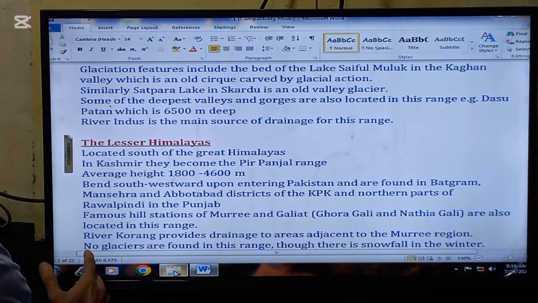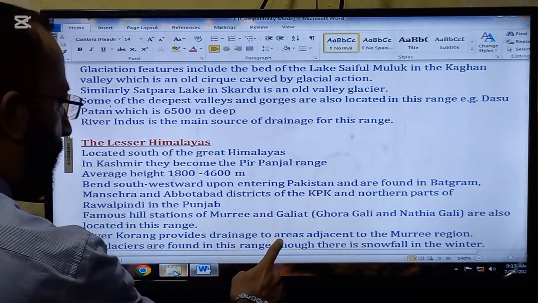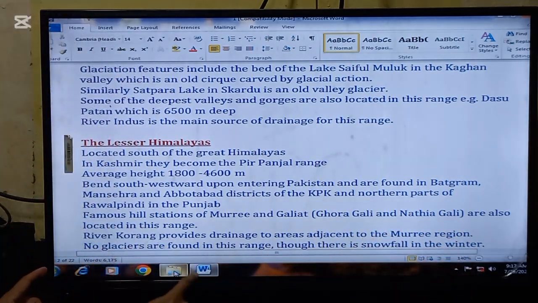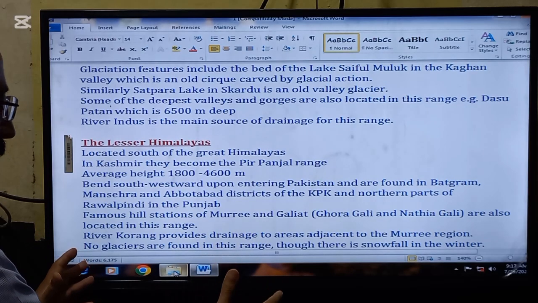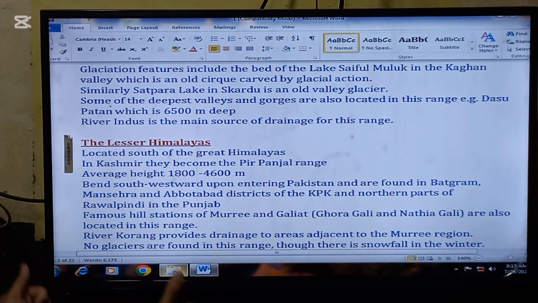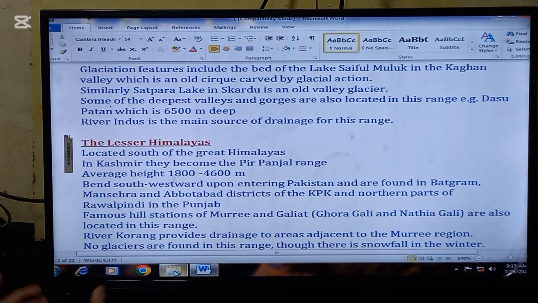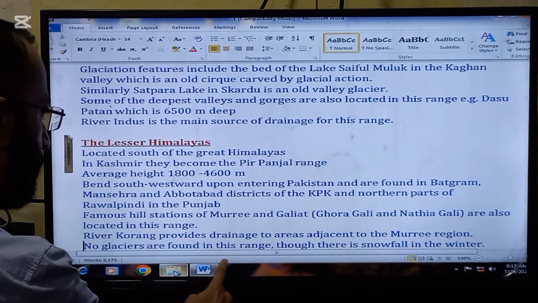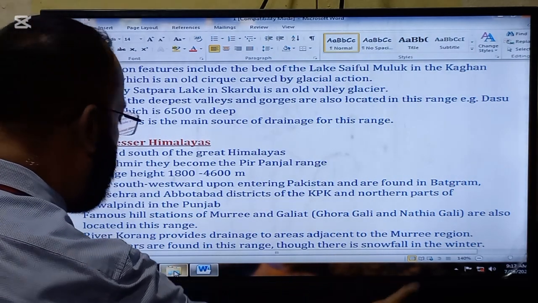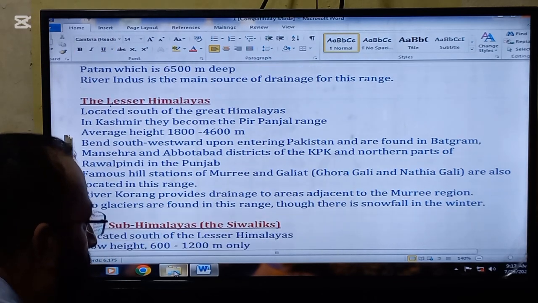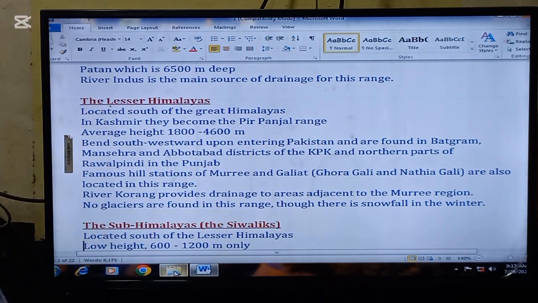Many famous hill stations of Murree and Galiat, for example, Ghora Gali and Nathia Gali, are also located in this range. So some of the very famous hill stations are located in this range, that is Lesser Himalaya. Many people go there for spending their vacations. River Korang provides drainage to areas adjacent to the Murree region. No glaciers are found in this range, though there is snowfall in the winter.